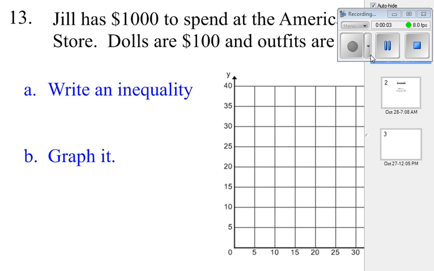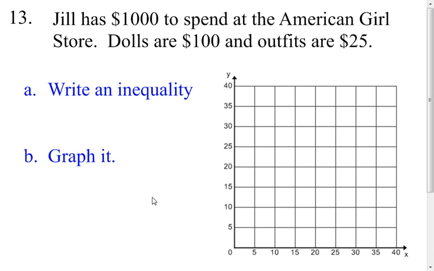Okay, in this lesson we are going to be looking at inequality word problems. In this particular example, we have Jill who has $1,000 to spend at the American Girl doll store. Her dolls cost $100 and the outfits are $25. And you need to write an inequality that describes this situation.